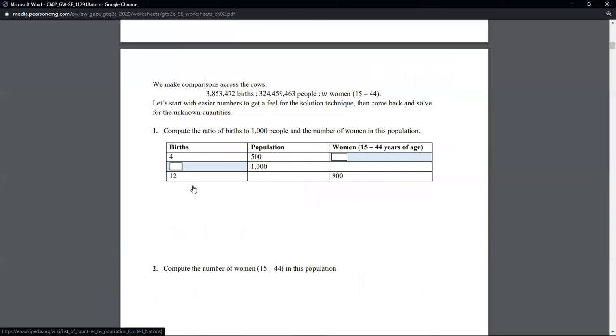So the first exercise is, all right, let's just go. There's 4 births for 500 people in the population. How many would it be if there are 1,000 people? Or if there are 12 births, how many people would it be here? But they only ask for a couple of blanks, these 2 blanks. Very often with these proportion tables, they don't want everything. They just want specific answers, which are these 2 here.